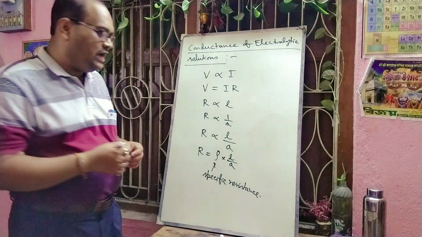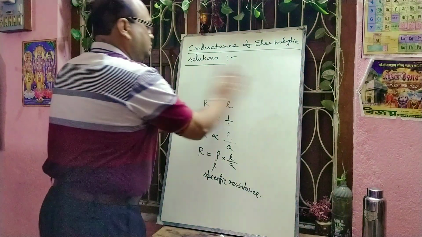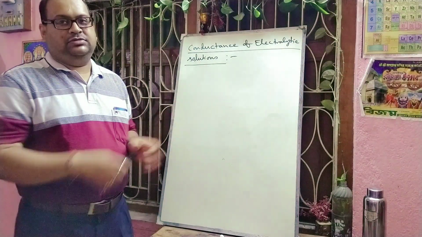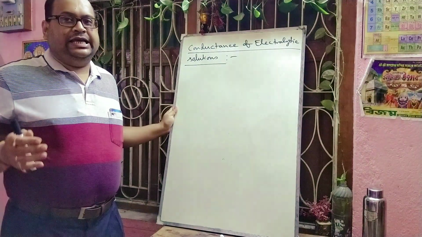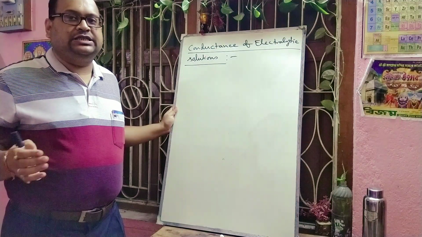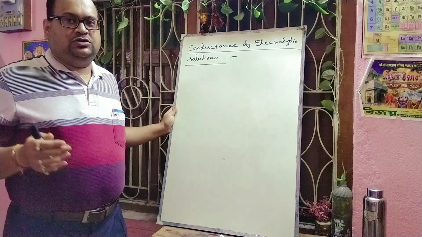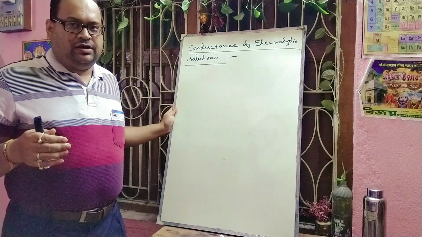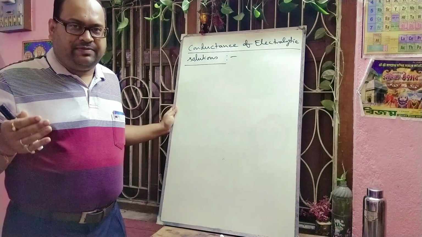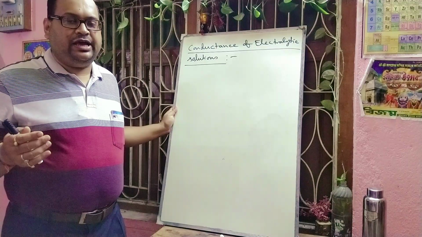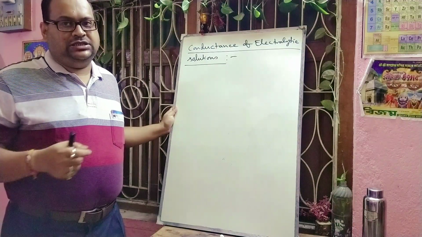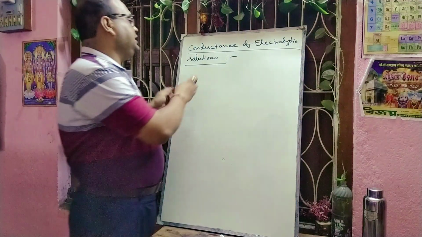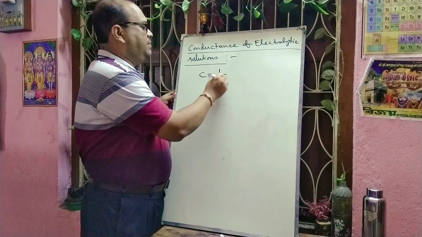Next we will discuss conductance C. Now we know that C is equal to 1 by R. So conductance is the measurement by which current flows through a conductor, and it is the reciprocal of the resistance. That means C is equal to 1 by R.